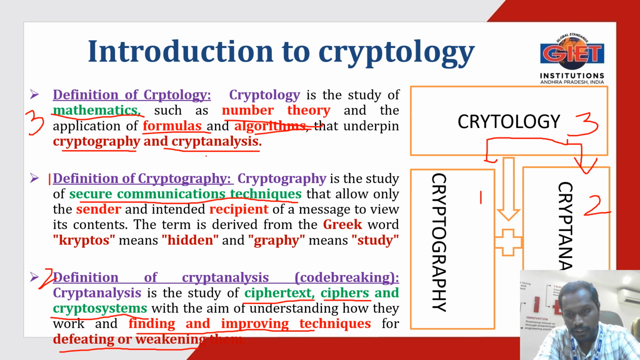So I hope you understood the basic terminologies that we are going to use in this particular concept of cryptography. One, cryptology. Second, cryptography and cryptanalysis. Once again, cryptology is a combination of the study of both together, that is cryptography and cryptanalysis. So we'll go to the further slide. As of now, I hope this cryptology concept is clear.